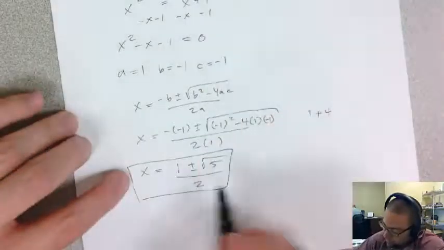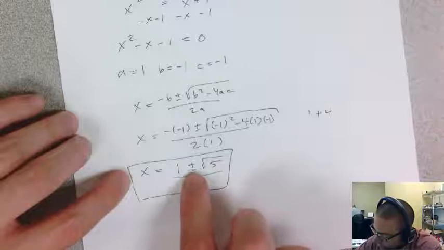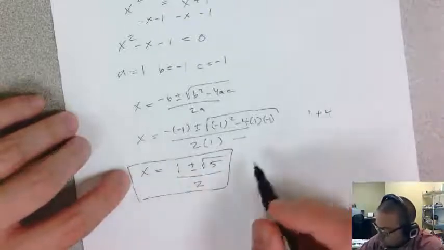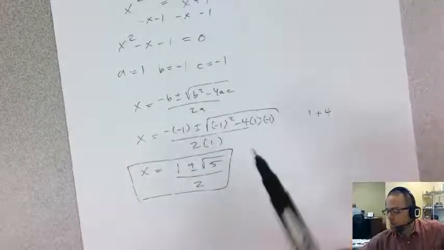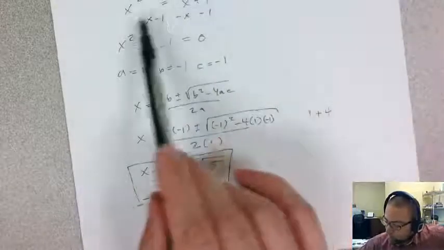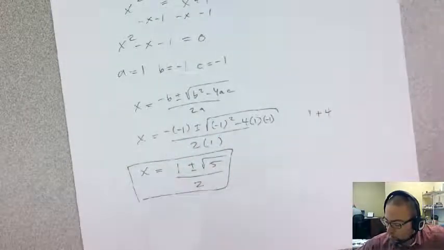In the geometric problem, I believe you can leave out the negative because you can't have a negative side length. But that is a solution to this quadratic equation, x squared equals x plus 1.